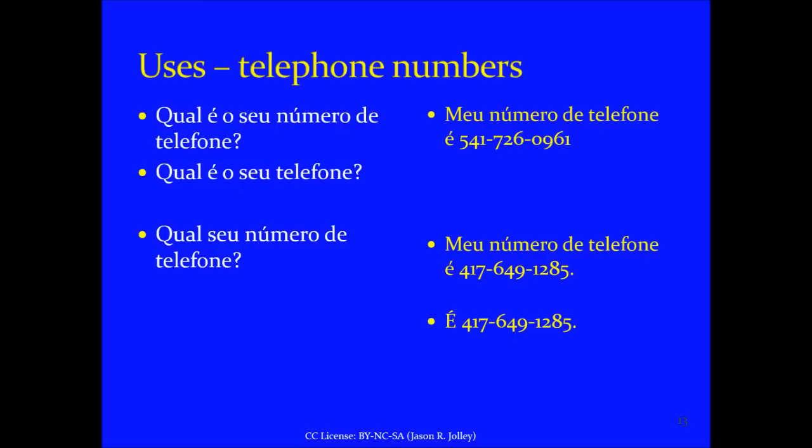541-726-0961. Now you're hearing me say meia. That's because in Portuguese, when you have a number 6 in a phone number, another number that you're reading off like that, they say meia, which stands for meia dúzia, or a half dozen, 6, to avoid, I think, confusion between seis and três. That's my theory. I guess that might be right. So again, é 541-726-0961. Qual seu número de telefone?